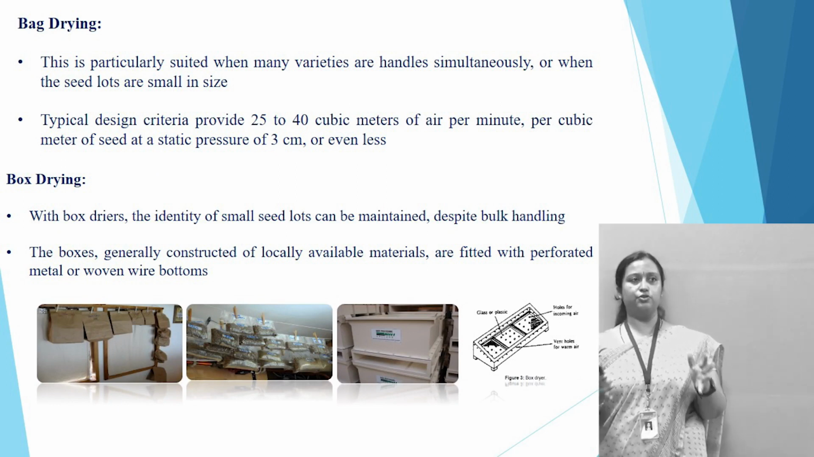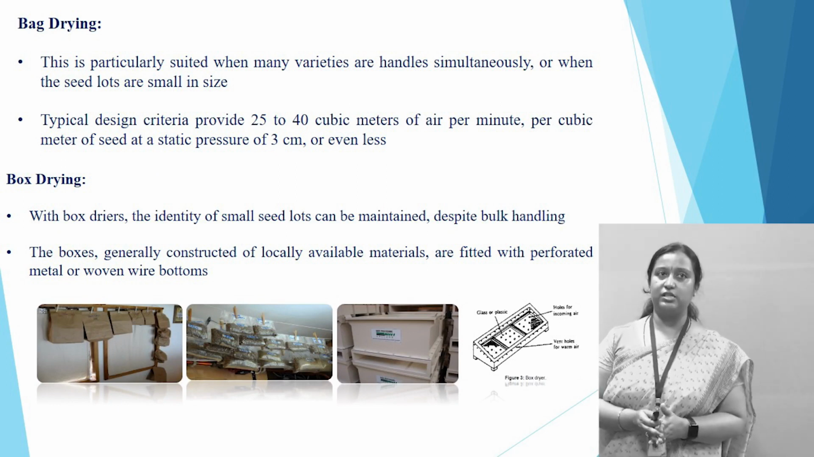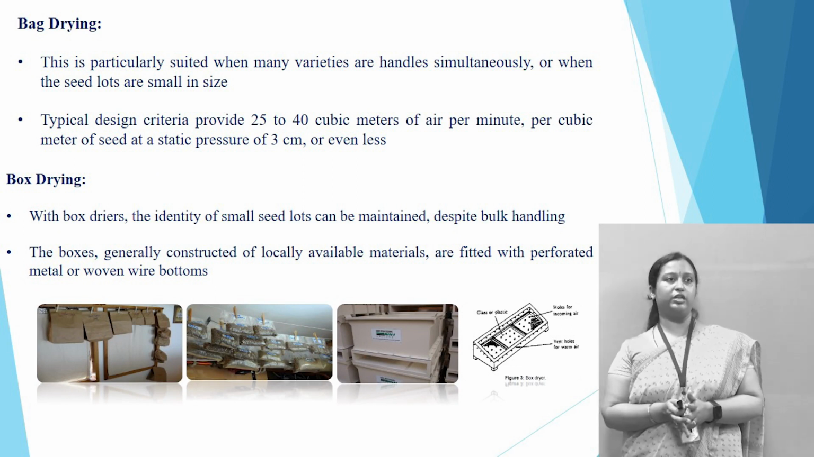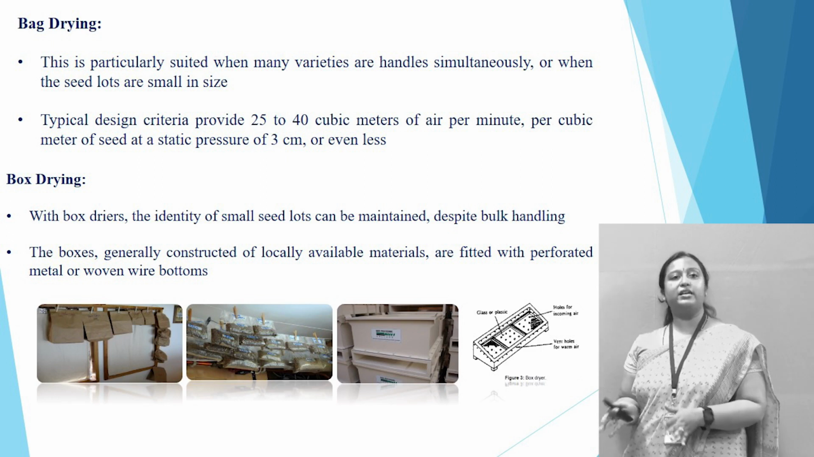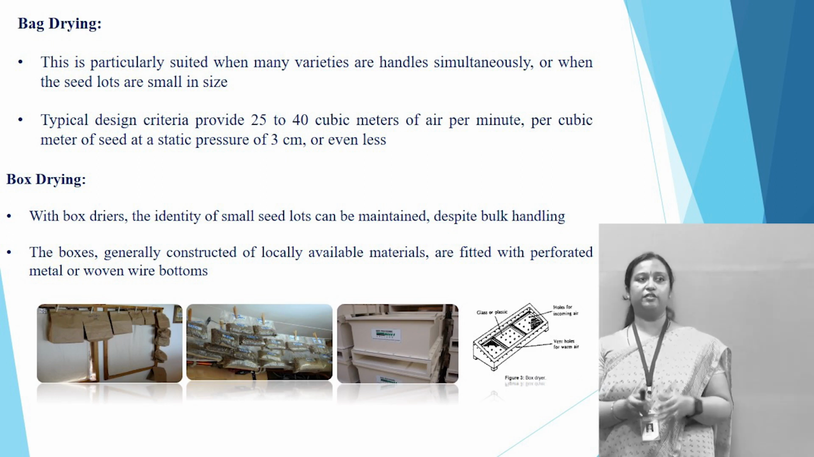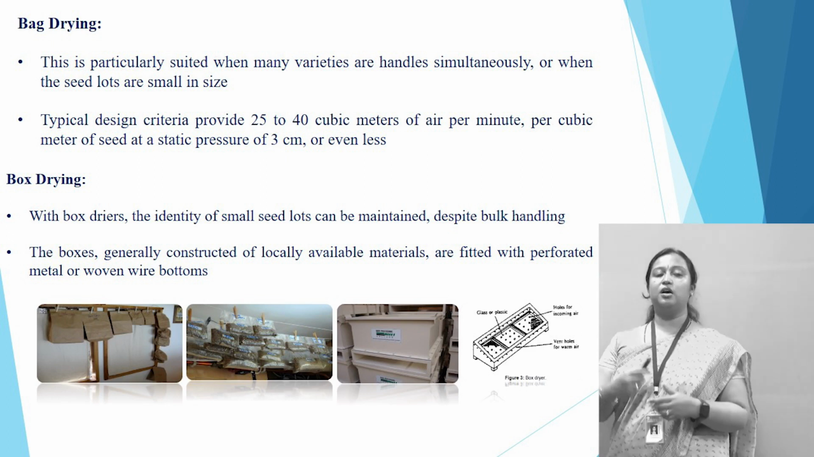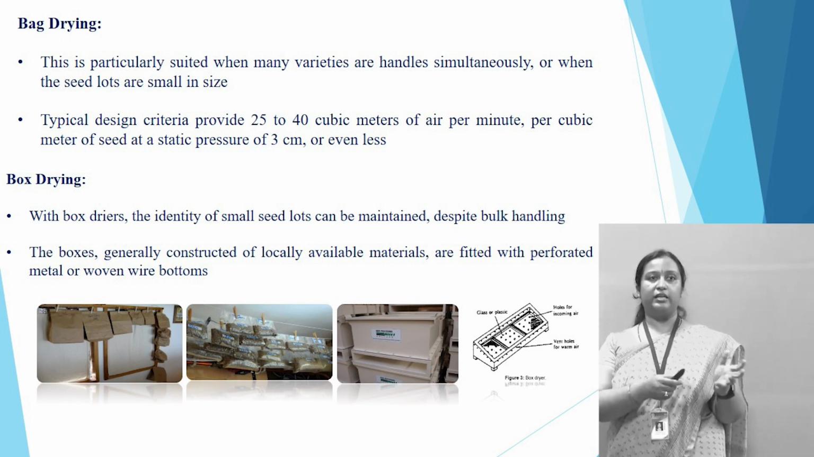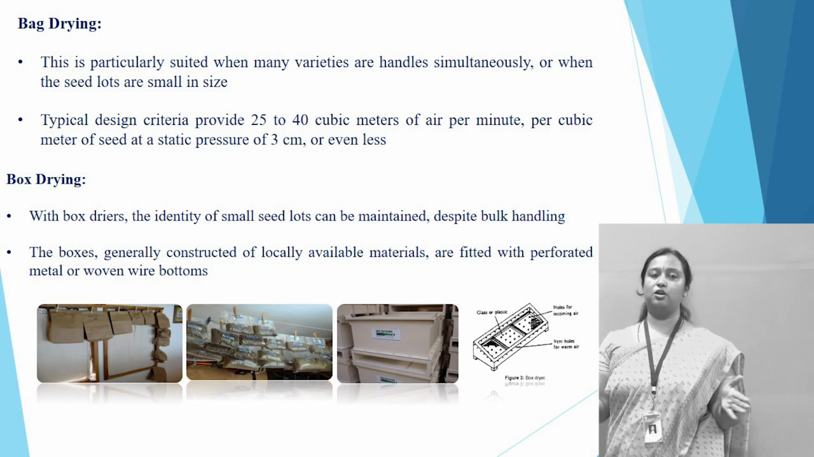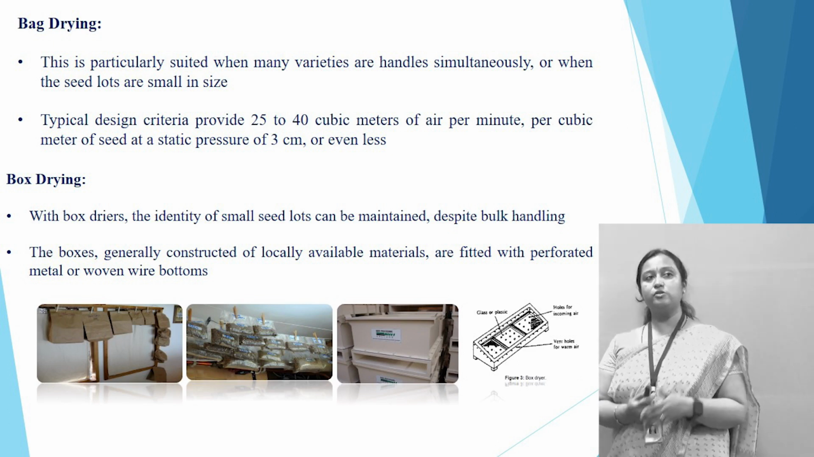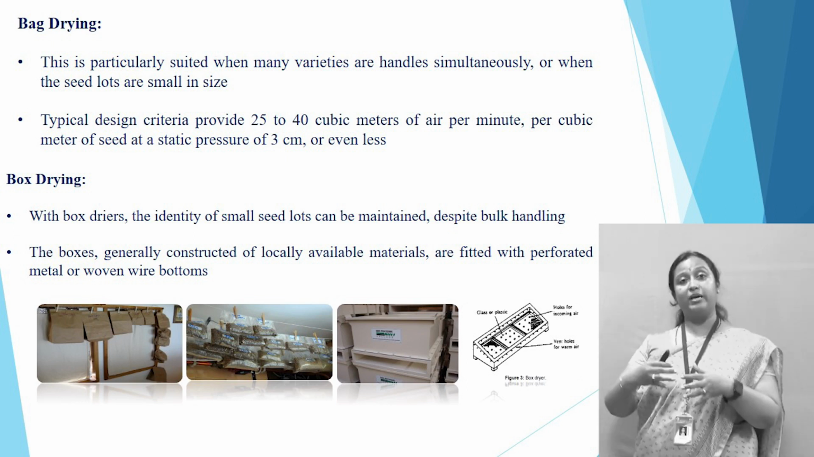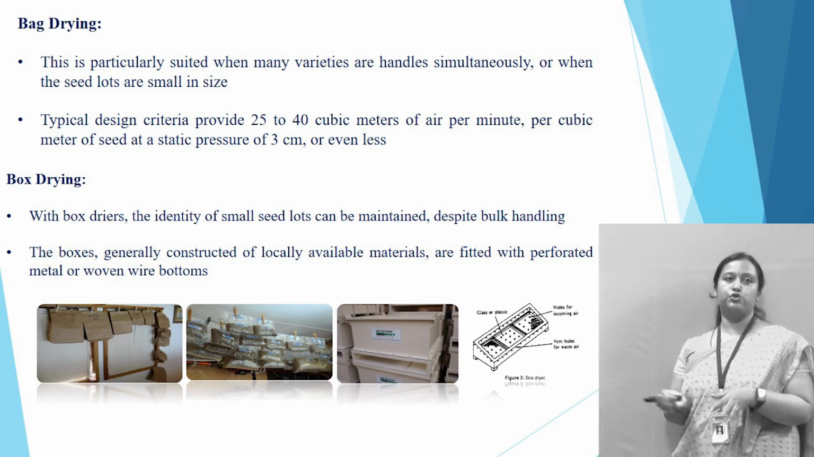So gummy bags are usually used in agricultural lands to package the seeds soon after processing, once the minimum impurity level is maintained. And these bags can directly be used for drying the seed. A typical design criterion provides 25 to 40 cubic meters of air per minute circulated in these bags. So these bags are effectively used for drying the seed, and it takes a longer time than the bag and wagon dryer. Also, these dryers can be used only when there is a small quantity of seeds, or many varieties of seeds have to be dried at a time.